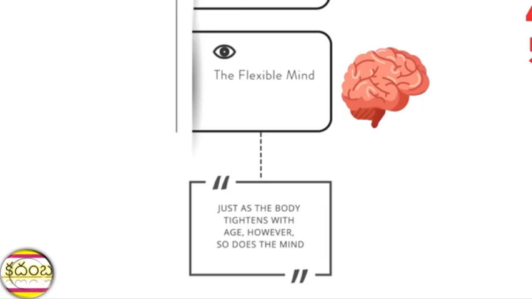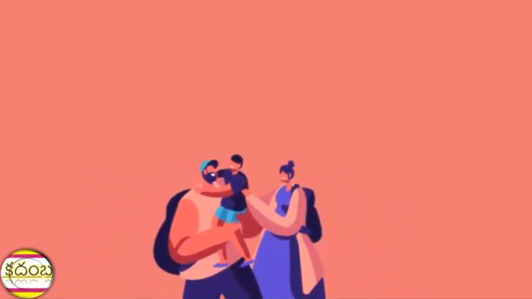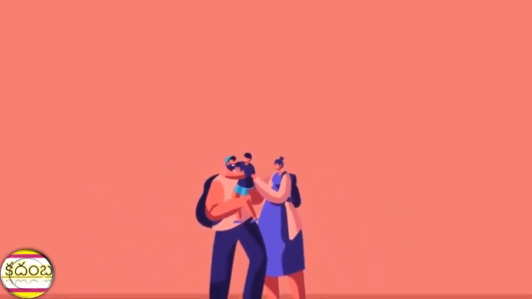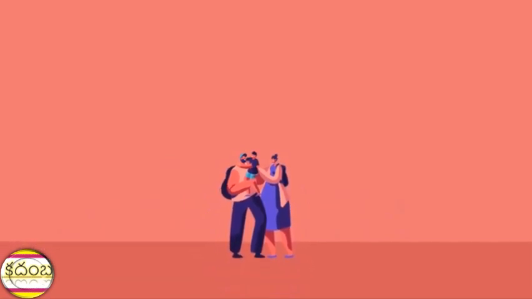The flexible mind. Just as the body tightens with age, however, so does the mind. When we are children, our minds are very flexible, and they learn at a rate much faster than as adults. The ultimate frame of mind is one that is flexible like a child's and has the reasoning power of an adult. As we age, we become closed off to new ideas.